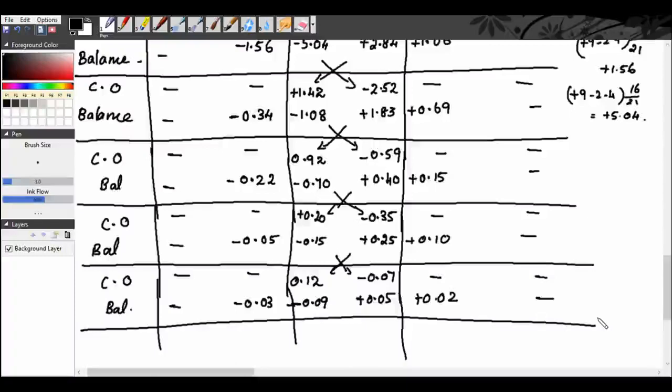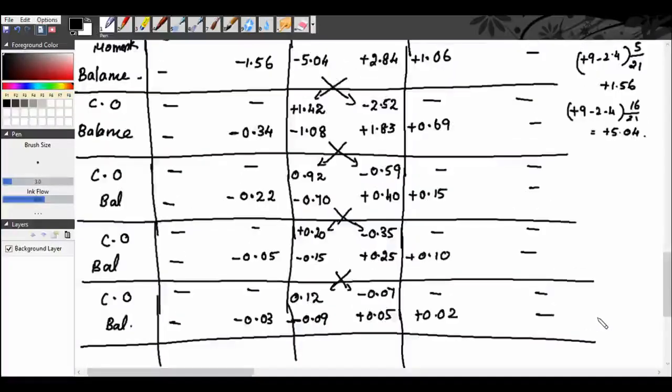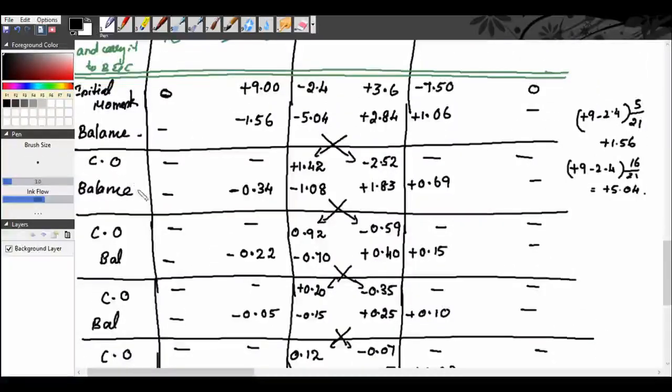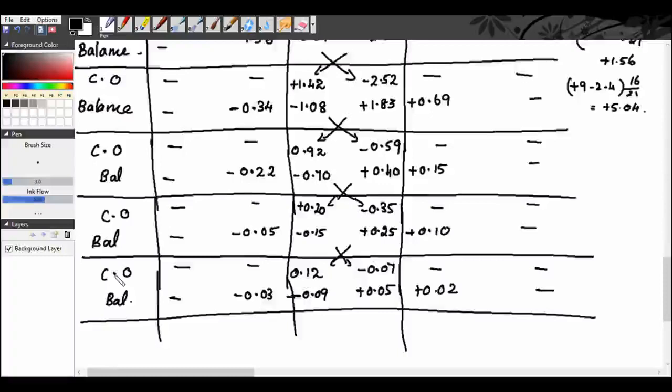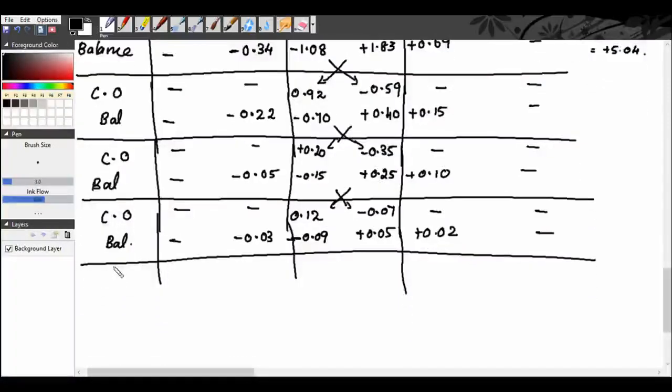And we will do one more iteration. See, minimum you do 5 iterations. If you don't have time for the examination, you can stop with 3 iterations. So here we have 1, 2, 3, 4, 5. We will do one more for improving our accuracy. See, the more the iterations, the more your accuracy will be.